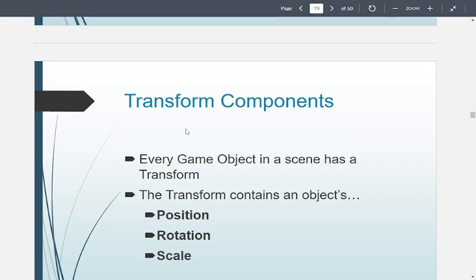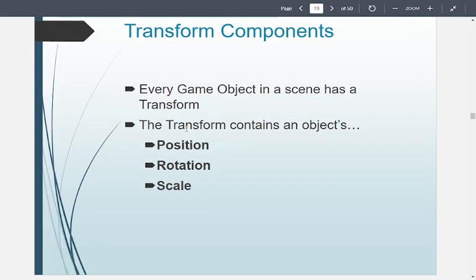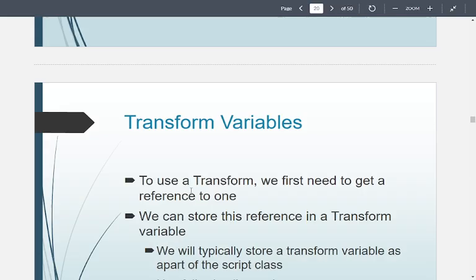So the transform component: every object has a transform, and it contains the object's position, rotation, and scale.